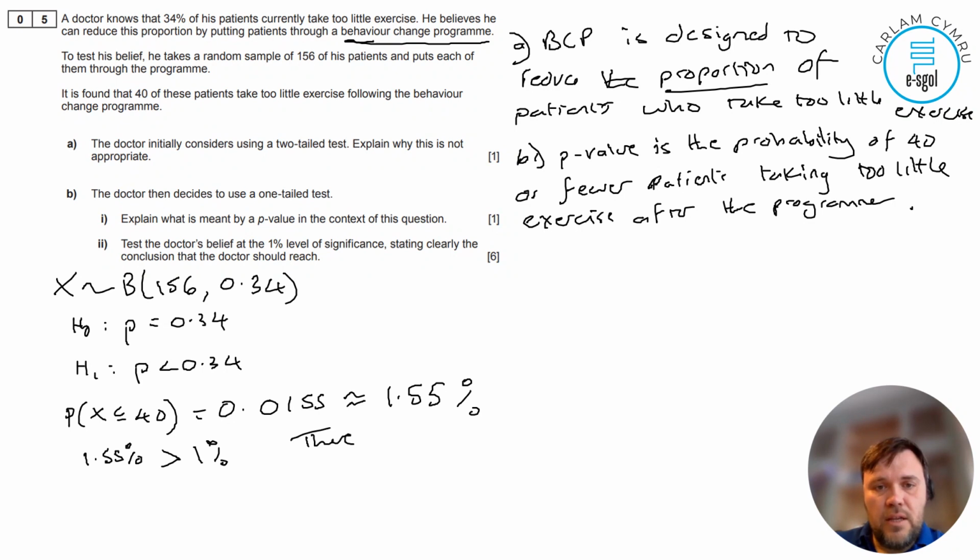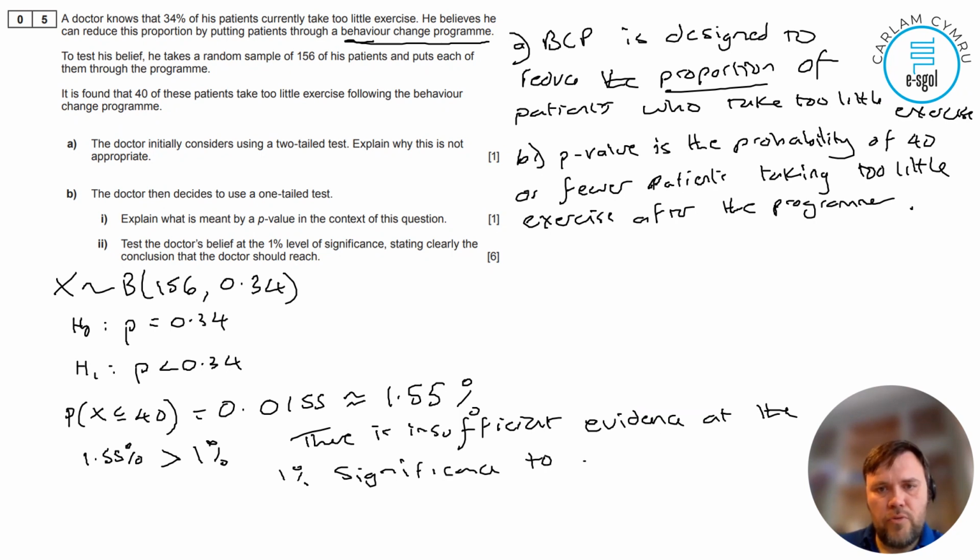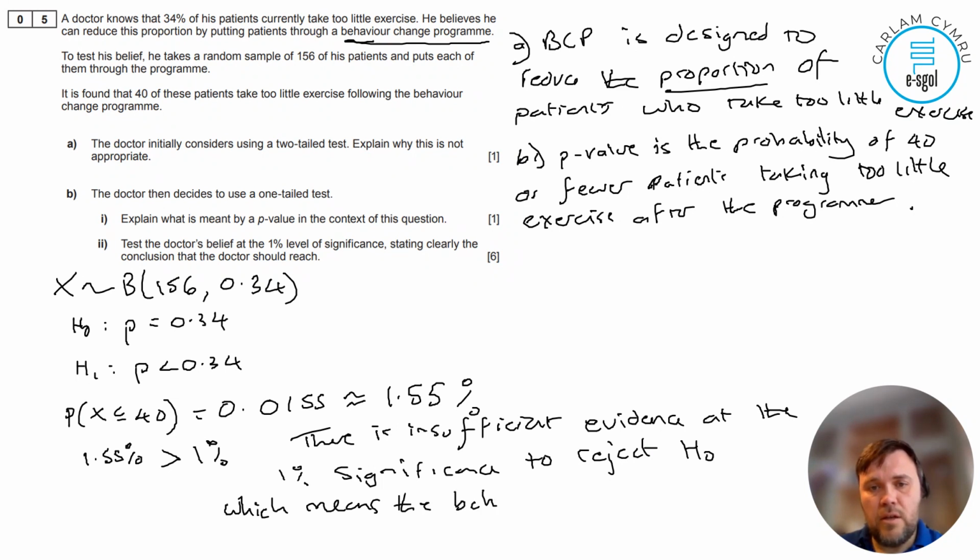So there is insufficient evidence at the 1% significance level to reject H0, which means the behavior change program has not had the desired effect.